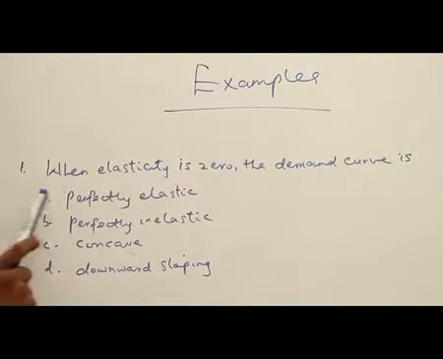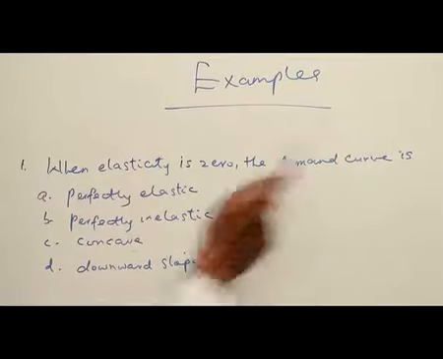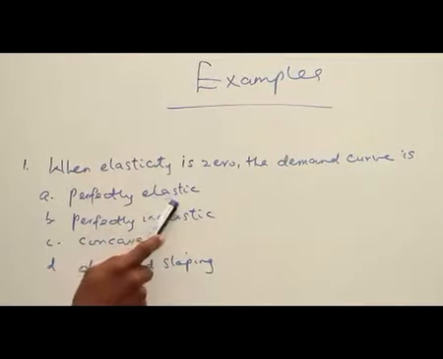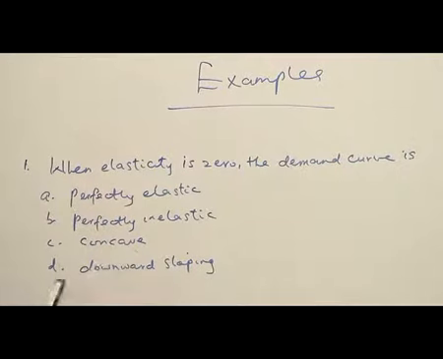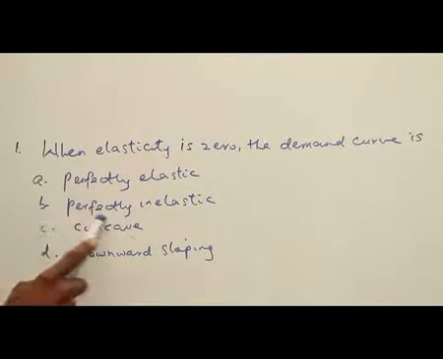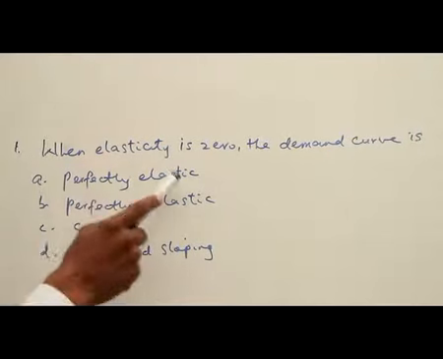Examples. Number 1, when elasticity is 0, demand curve is A, perfectly elastic, B, perfectly inelastic, C, concave, D, downward sloping. The right answer is B, perfectly inelastic.